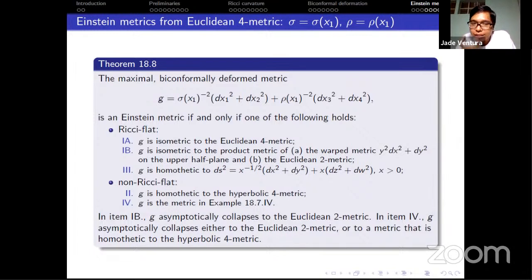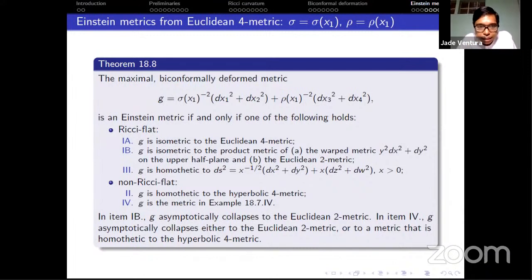The other possibility is that it is non-Ricci-flat. So under non-Ricci-flatness, there are 2 sub-possibilities. Either number 2, G is homothetic to the hyperbolic 4 metric, the green metric that I wrote a while ago. And finally, possibility number 4, which the example gives, G is the metric given in the previous example. So this is a characterization theorem.